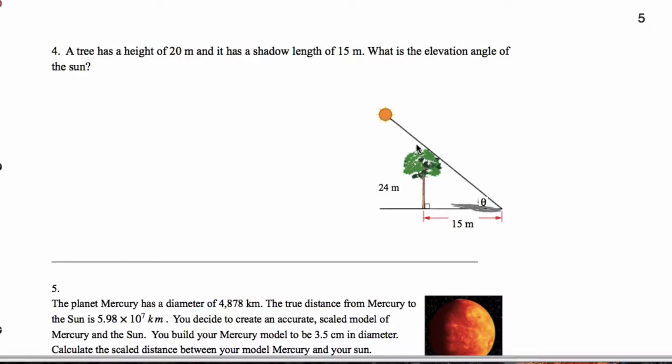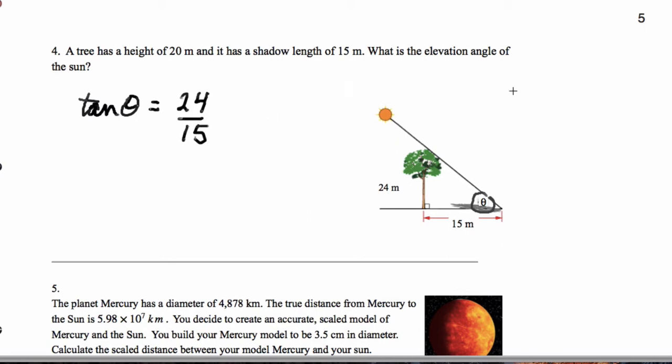So for problem number 4, I say I want the angle of elevation of the sun in this picture. If you actually look, I'm really just saying solve for theta. So the easy part here, if you're familiar with trig, is that the tangent of theta is 24 over 15.